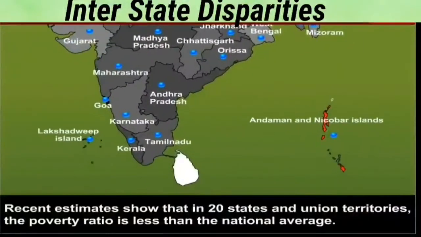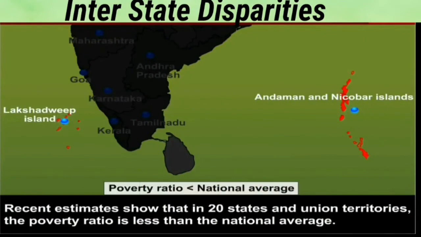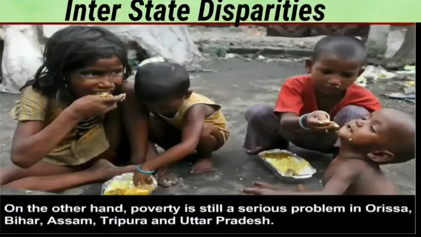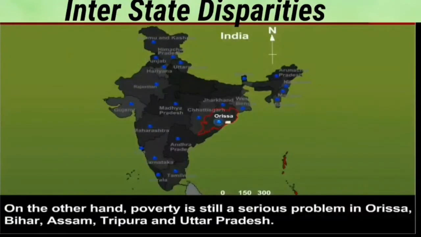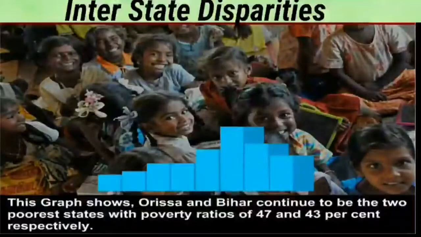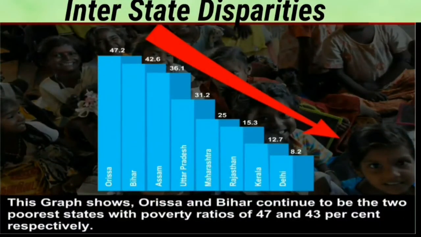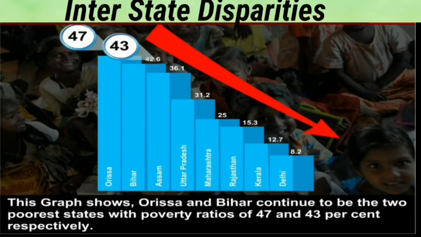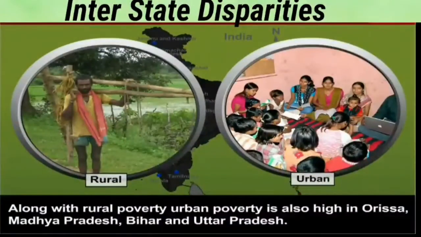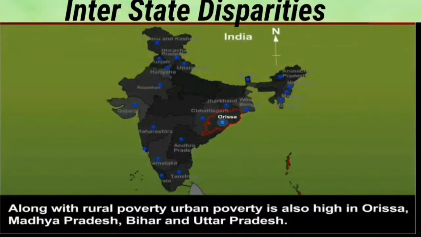Recent estimates show that in 20 states and union territories, the poverty ratio is less than the national average. On the other hand, poverty is still a serious problem in Orissa, Bihar, Assam, Tripura, and Uttar Pradesh. This graph shows Orissa and Bihar continue to be the two poorest states, with poverty ratios of 47 and 43% respectively. Along with rural poverty, urban poverty is also high in Orissa, Madhya Pradesh, Bihar, and Uttar Pradesh.